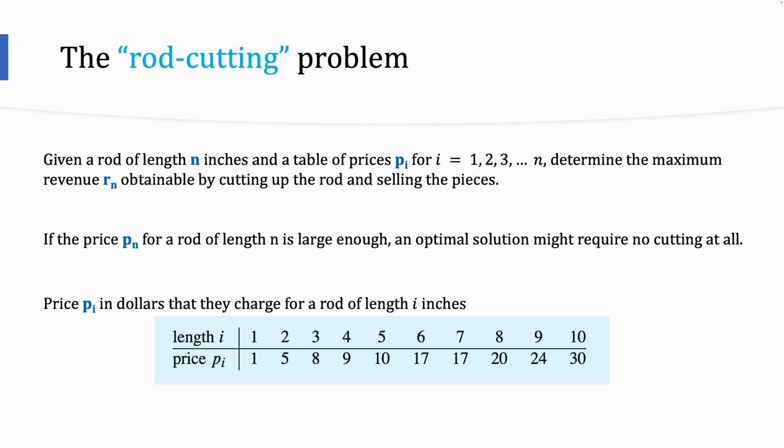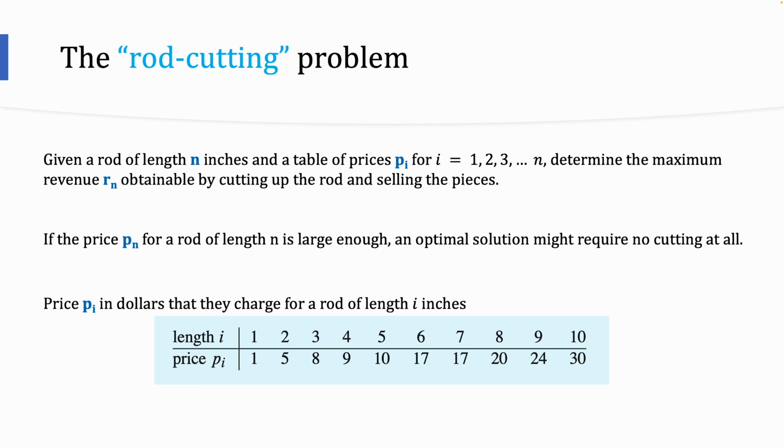Imagine you have a rod of length n inches, and you want to maximize your revenue by cutting it into smaller pieces and selling them separately. Each piece has a price that is represented by p_i, where i is the length of the piece, which can be anywhere from 1 to n. Your goal here is to figure out an optimal way to cut the rod to maximize your earnings at the end of the day.